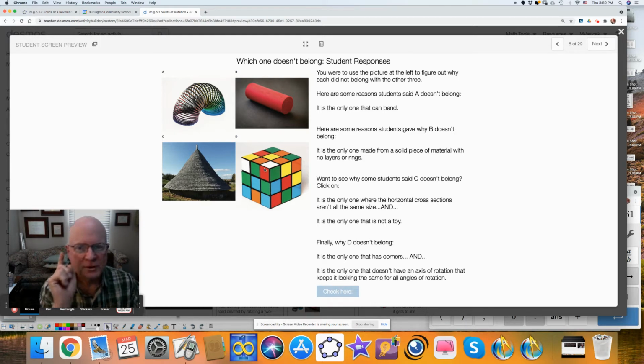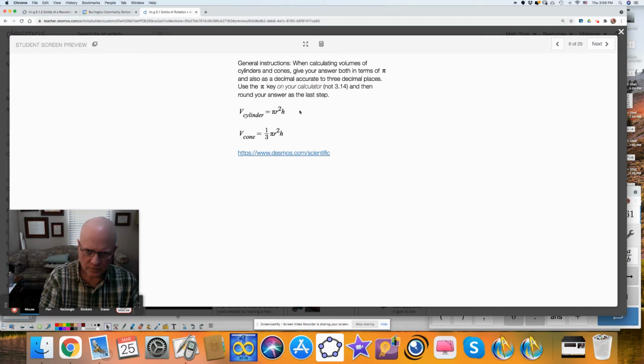And this is important. It's the only one that doesn't have an axis of rotation. It keeps looking the same for all angles, for all degrees of rotation. The other part that I didn't say was when you do a cross section of this one, part C, you cut it along a horizontal plane. It's not the same all the way across. Each of these others would be a circle if you were to cut it. This would be a square, and this would be a circle. This is circles, but they're different size circles. The axis of rotation, though, is what this lesson is about. This is about solids of rotation, and that's where we go.